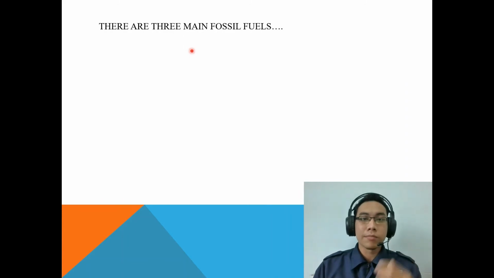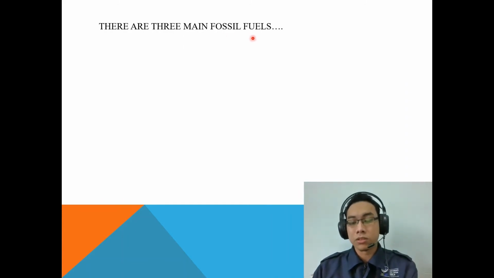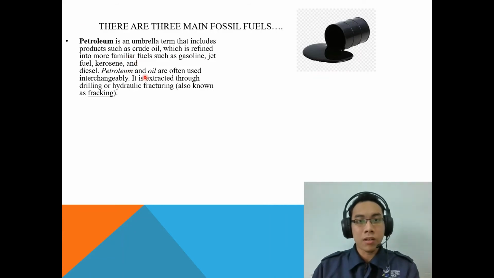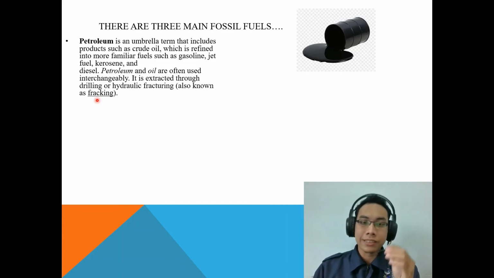There are three main fossil fuels, the first of which is petroleum. We can see petroleum and oil are often used interchangeably. It's extracted through drilling or hydraulic fracturing, also known as fracking, which is a proven drilling technology used for extracting oil, natural gas, and geothermal energy or water from deep underground.